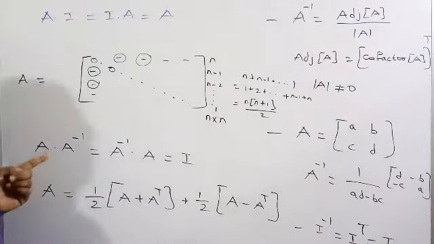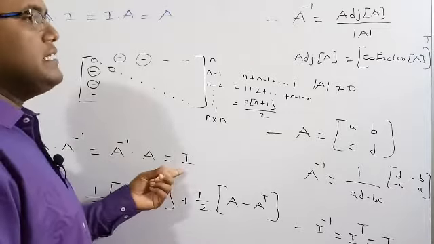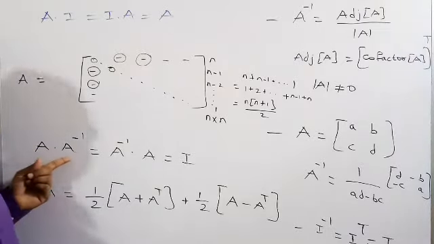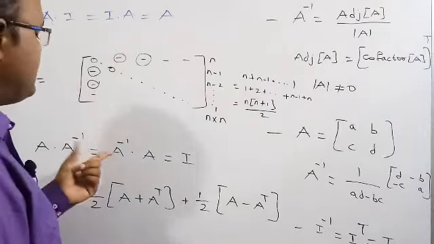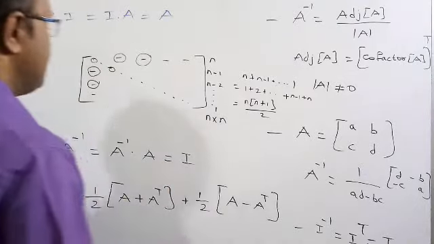The other formula is A into A inverse, or A inverse into A, is the identity matrix. Therefore, if you multiply any matrix with its inverse, in this order or in the reverse order, the answer will always be the identity matrix.